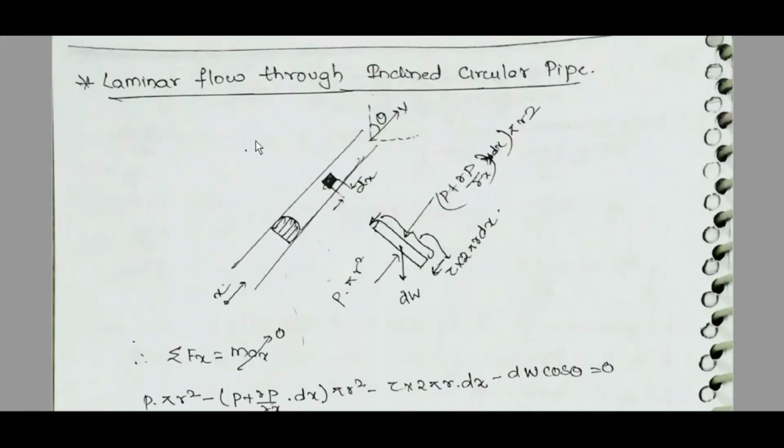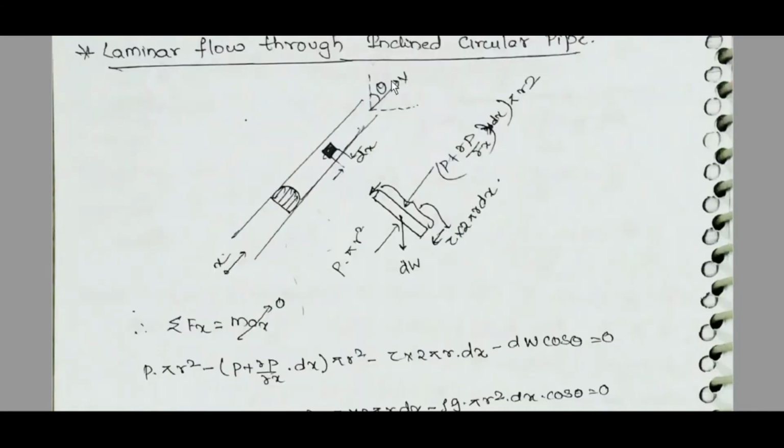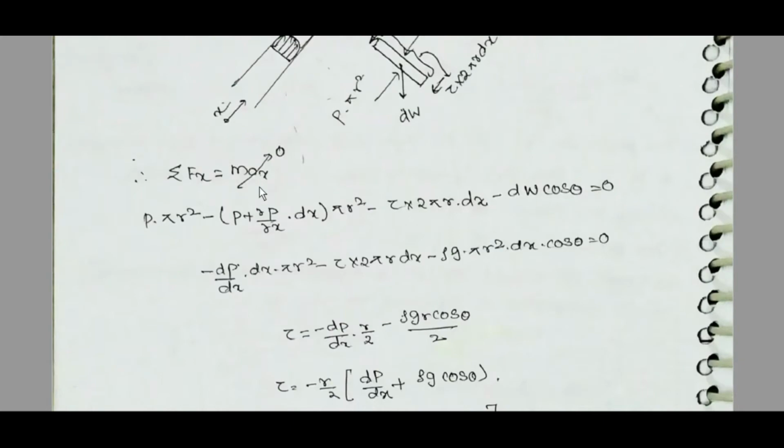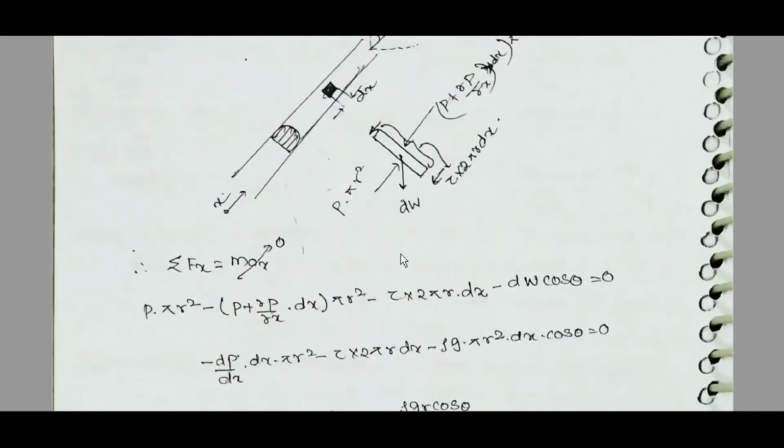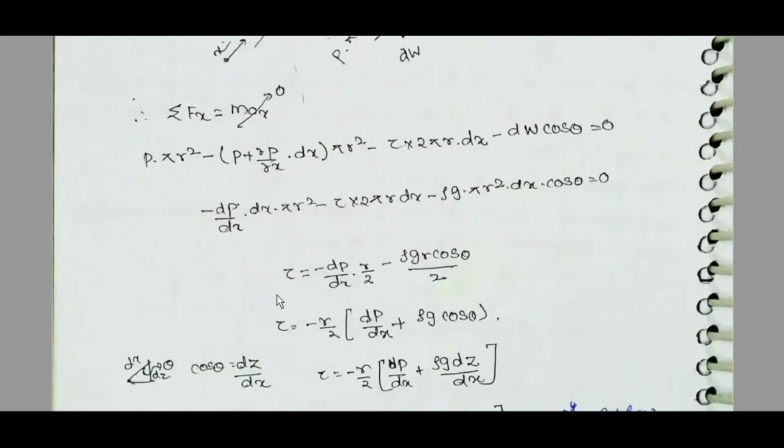Okay, laminar flow through an inclined circular pipe. Take x in this direction at an angle theta. Forces: p into pi r square, (p plus dp/dx into dx) into pi r square, and tau into 2 pi r dx. Sigma Fx is equal to mass times acceleration in x, which is 0. Here there is a special term, minus dW into cos theta. It will be in this direction, so minus dW into cos theta. dW we can write as rho g pi r square dx cos theta.